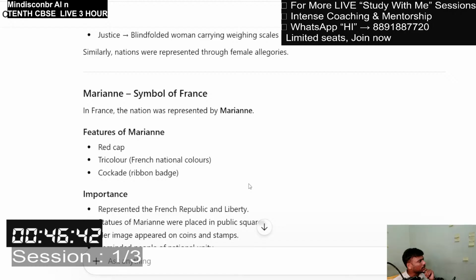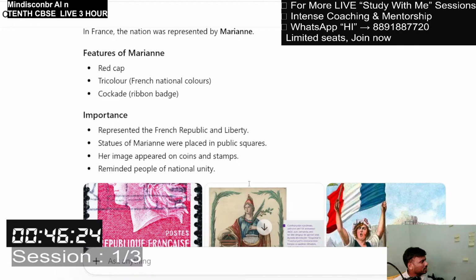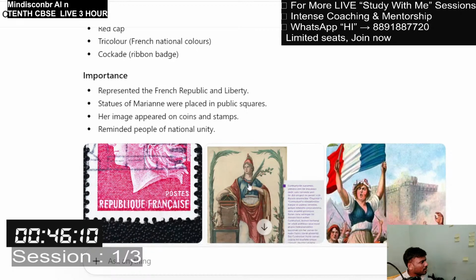Marianne, symbol of France. In France, the nation was represented by Marianne. Features of Marianne: red cap, tricolor, the French national colors, and a cockade, a ribbon badge. Importance: she represented the French Republic and liberty. Statues of Marianne were placed in public squares. Her image appeared on coins and stamps, and reminded people of national unity.